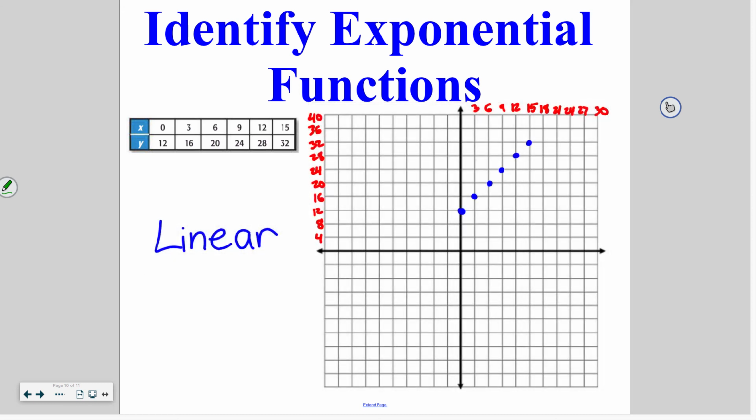In this case, after I renumber the graph and plot those points, my points are going to end up in a straight line, so it is a linear function and not an exponential function.